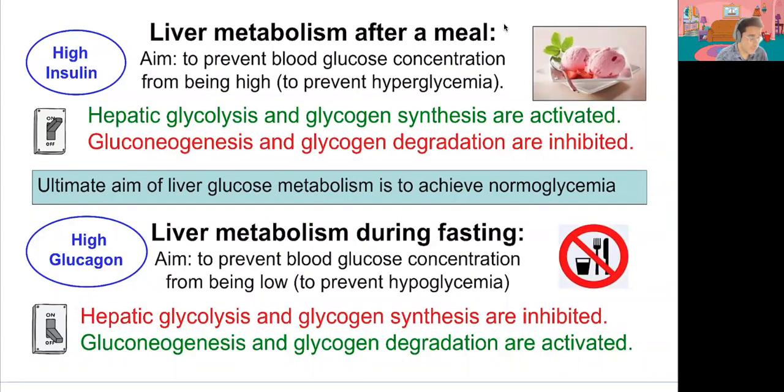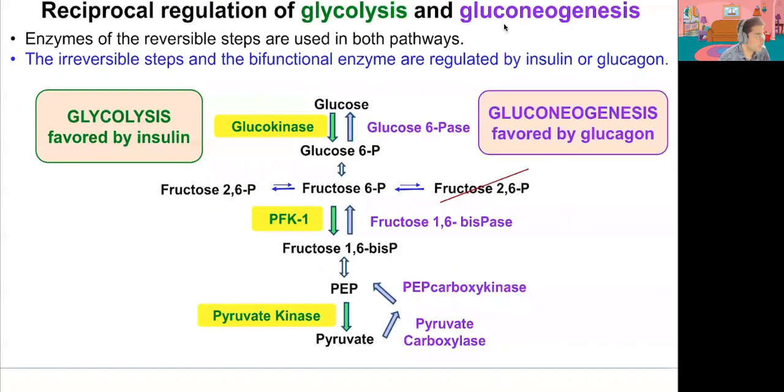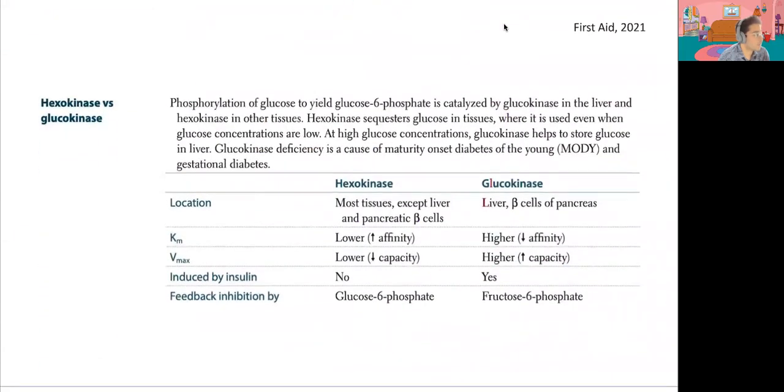My RBCs need energy. So what's going to happen? Hepatic glycolysis and glycogen synthesis are inhibited. Gluconeogenesis and glycogen degradation are activated. I'm not going to insult your guys' intelligence. I've already gone over this entire pathway.